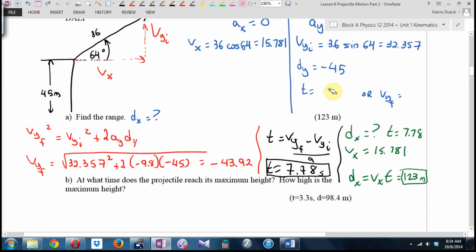Now, when you walk over here, you'll be using d, if they want the height of the cliff, d equals vit plus a half at squared. The half at squared won't vanish, but you're not trying to get the quadratic by itself. It's just plug and chug.